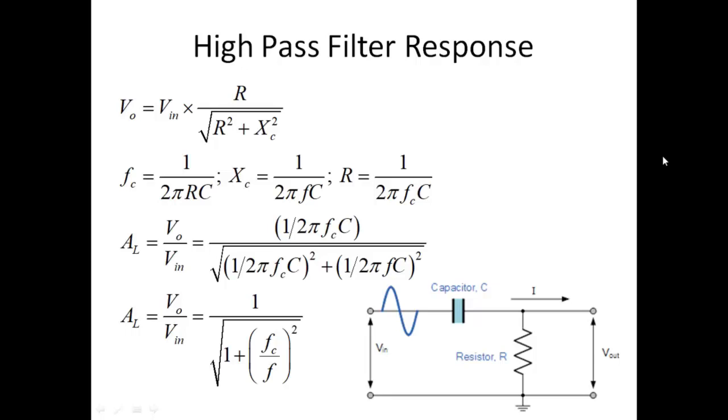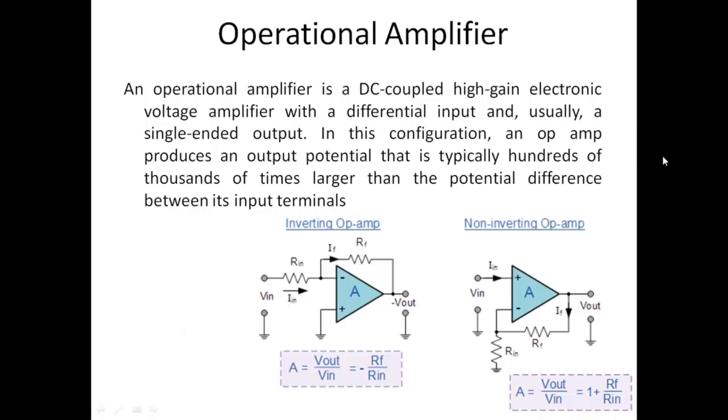The formulas almost remain the same. Cutoff frequency Fc is 1 upon 2 pi RC. Reactance Xc is 1 upon 2 pi FC. R is 1 upon 2 pi Fc into C. So when I substitute the value of Xc and R in the original equation and solve this, I get the value of gain, that is V output upon V input, for this particular circuit as 1 upon under root of 1 plus (Fc upon F) whole square. So you can see now that it is just the reverse. In the earlier formula, we were getting F upon Fc. Over here, we get Fc upon F. Okay. So this is the response of a high pass filter.